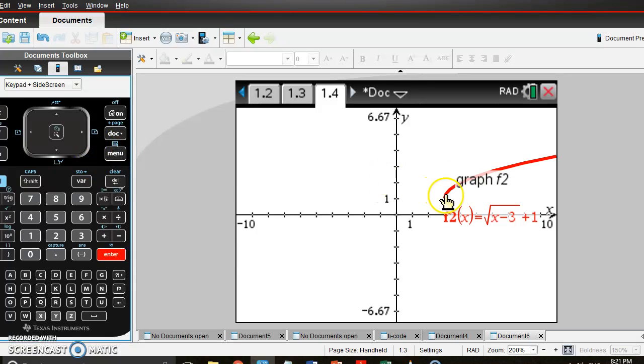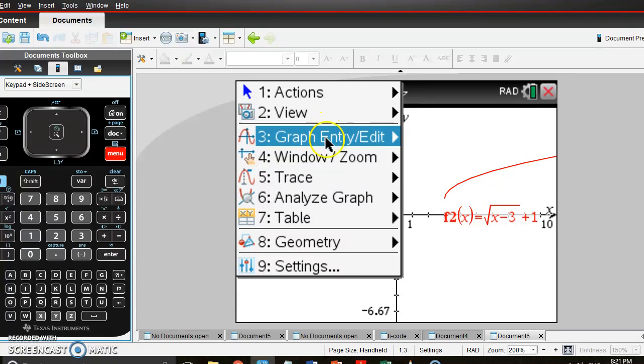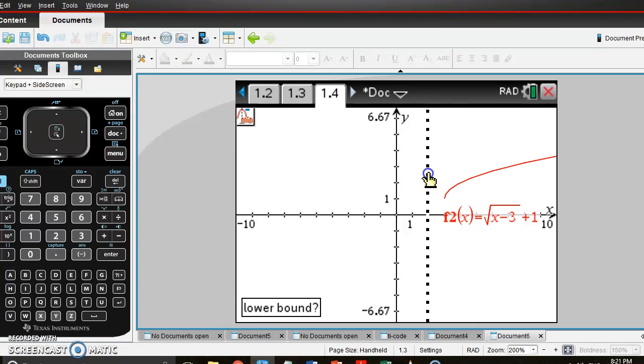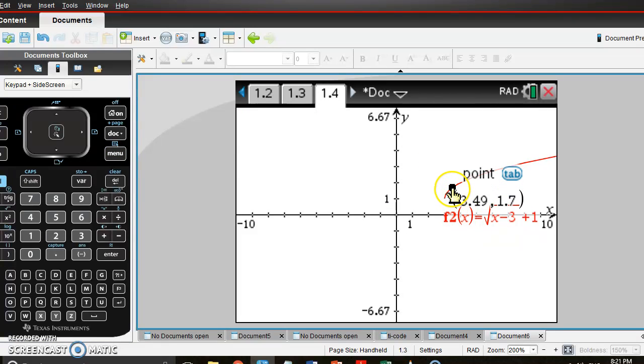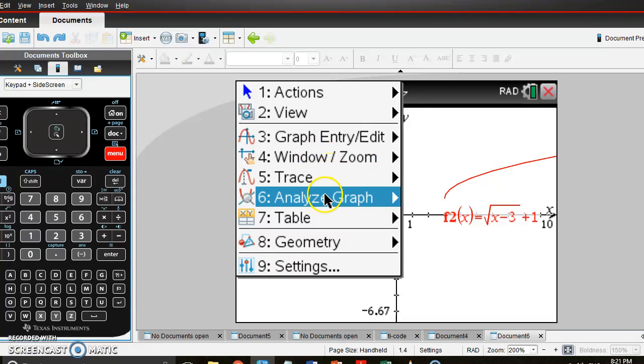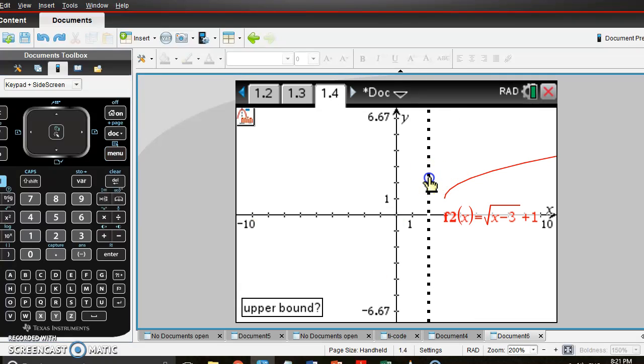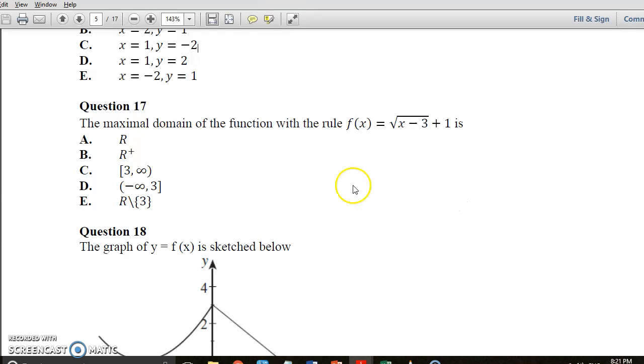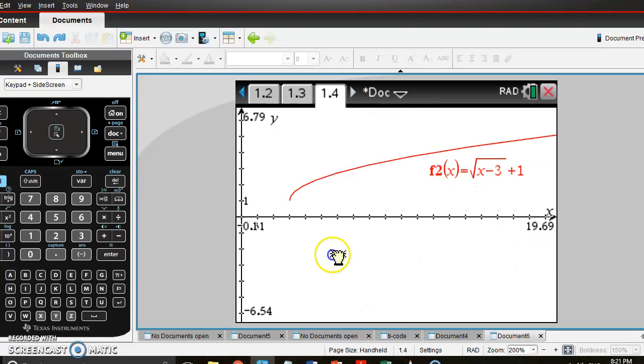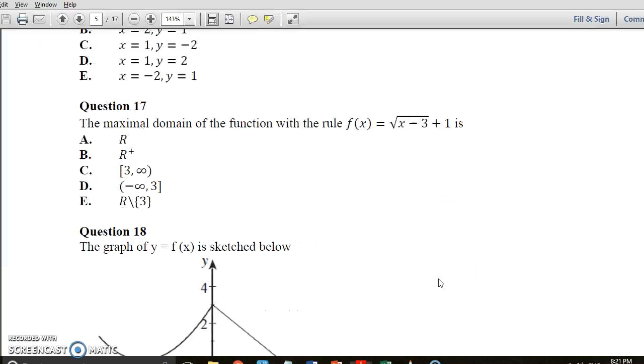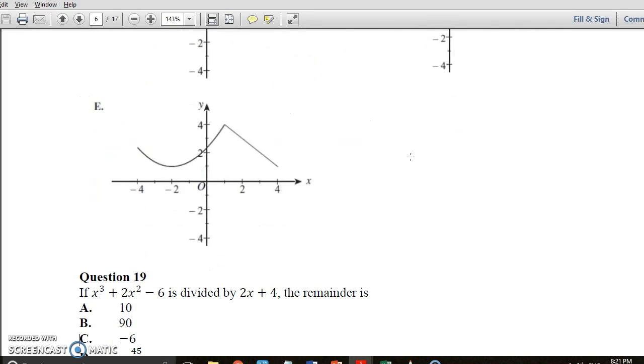And then we say, well, clearly the endpoint there is a minimum, so we'll go analyze graph, minimum between those 2 points. Oh no. Undo that. Analyze graph, minimum between here. Somebody's not picking it up, but it looks like the minimum happens at x equals 3. And then from there, we just say that it's 3 out to infinity, because that's what our graph is clearly doing if we scroll around. We've got a graph there.